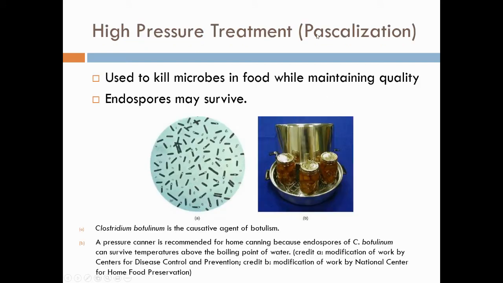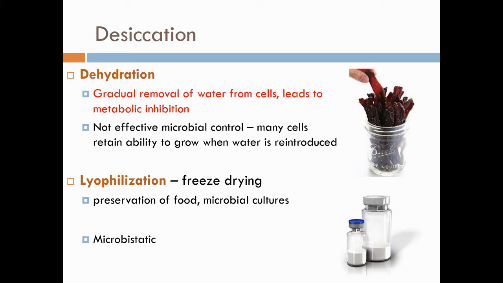We can use high pressure. It's called Pascalization, and it can kill microbes in food while maintaining the quality of those foods. Endospores can survive this process, so this is not sterilization. And these pressure containers, a lot of home canners will know about increasing the pressure by boiling and then sealing that in under high pressure as a way to control growth.